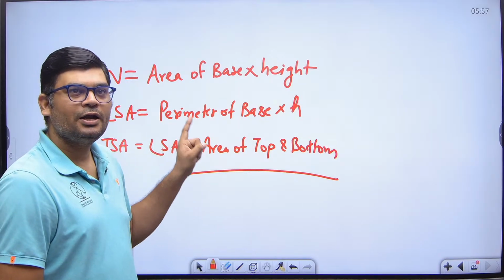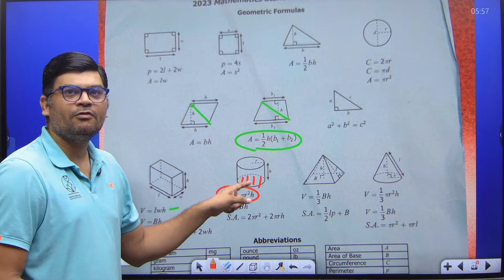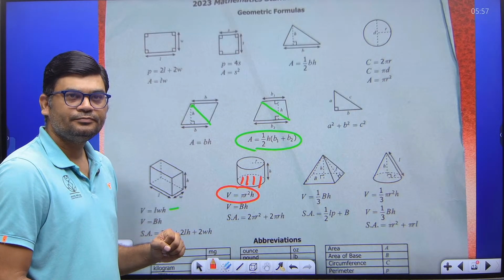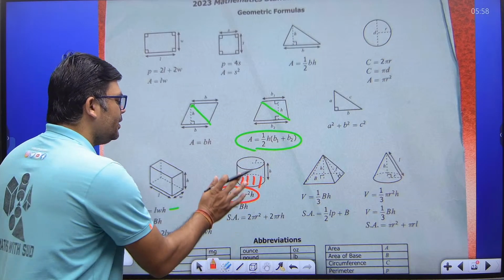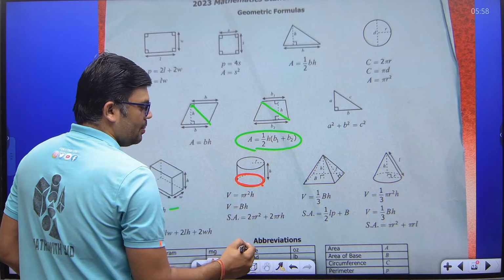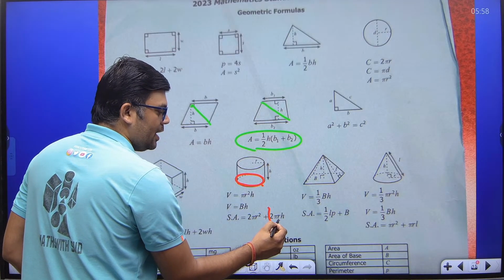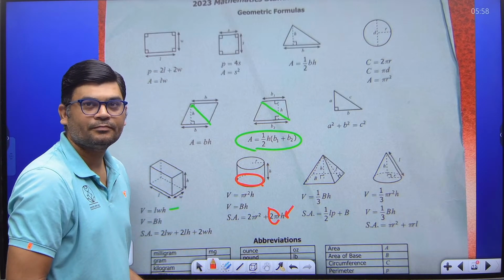Now LSA. So what is the perimeter of a base? Can you tell me what is the perimeter of a base? No, perimeter of base for a circle is 2 pi r, that's the circumference. So 2 pi r into h. That is the lateral surface area.